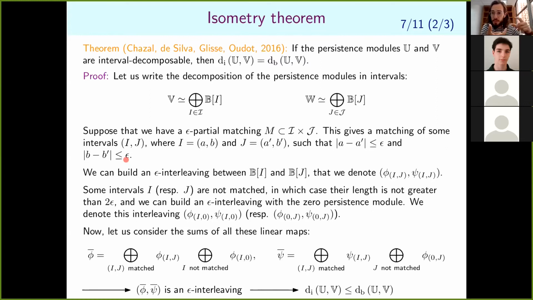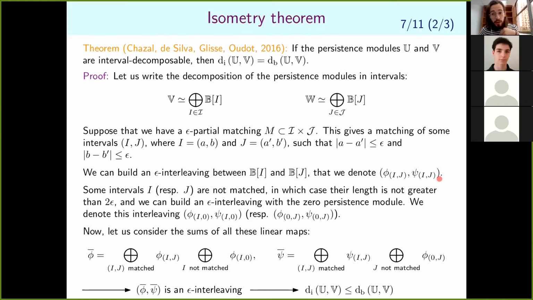But now, it is really easy to build an epsilon interleaving between two interval modules that are at most distant from epsilon. This is what we've seen a few slides ago. You simply define the identity maps where they can be, and the other maps are 0. Okay. So we can define an epsilon interleaving between the interval module over I and over J. And I will denote this epsilon interleaving phi IJ and psi IJ.